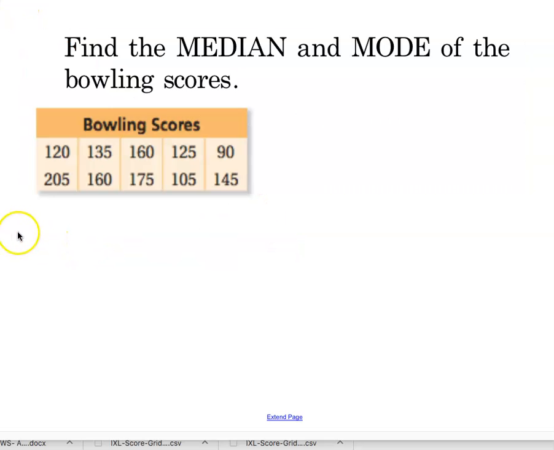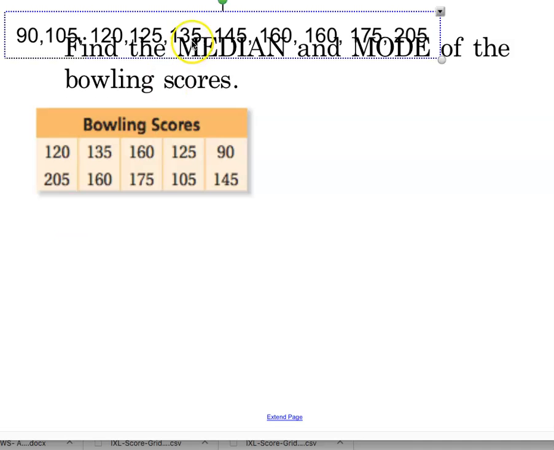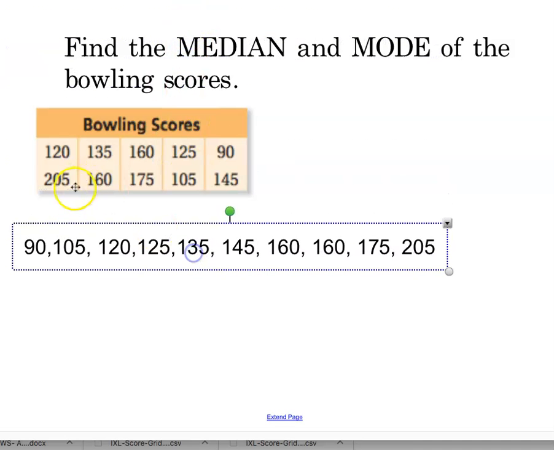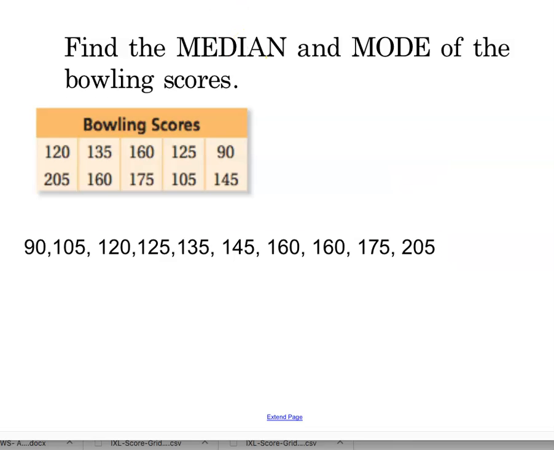So for this example, you need to find the median and the mode of the bowling scores. First, you need to list from least to greatest. So when doing that, you have to put the numbers in order. After you put them in order, you should always make sure you included all. So in this case, there were 10. So once I have all 10 of my points, I can now find the median.